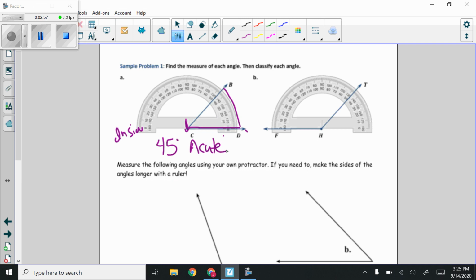Now we want to classify this angle. This is where my first ray is starting. Notice this time 0 is on the outside, so I'm reading my outside numbers all the way over, which looks to be about 133 degrees. So I would say 133 degrees. Classify it. That's greater than 90, so that would be an obtuse angle.